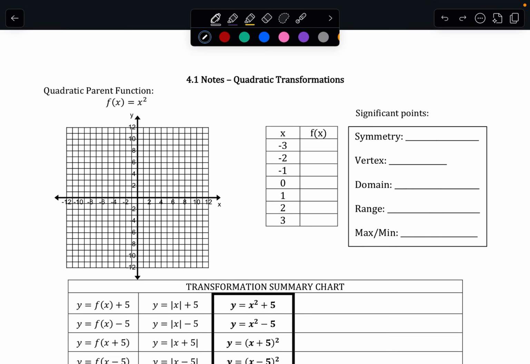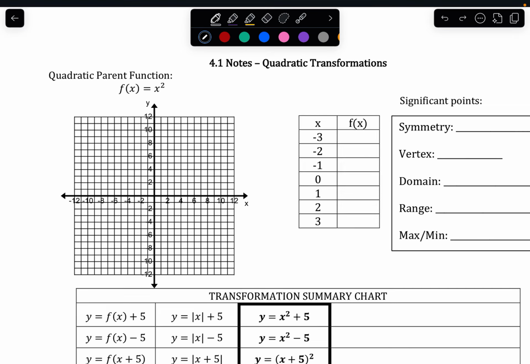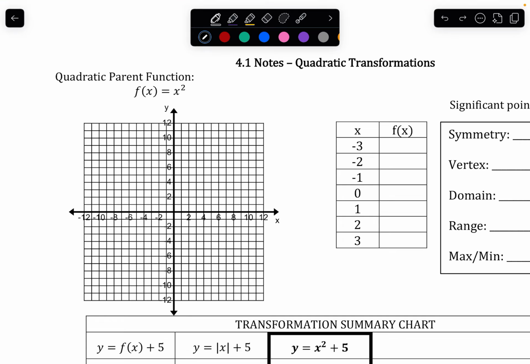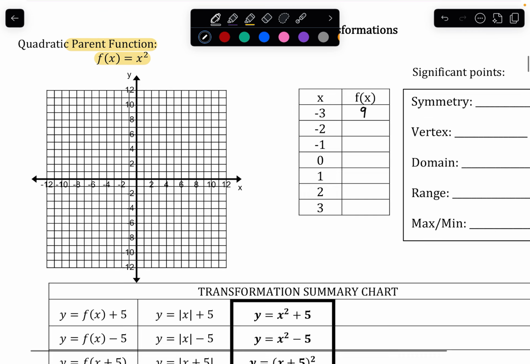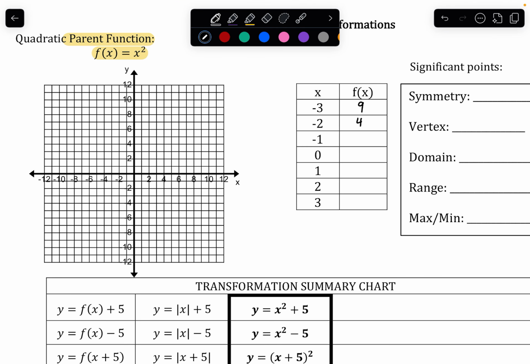All right, in this lesson, we are talking about quadratic transformations. And so we are starting with the quadratic parent function, which is f of x equals x squared. And so to get some points that we can graph, we are just squaring our x values. So negative 3 squared would be positive 9. Negative 2 squared would be positive 4. Negative 1 squared would be positive 1.